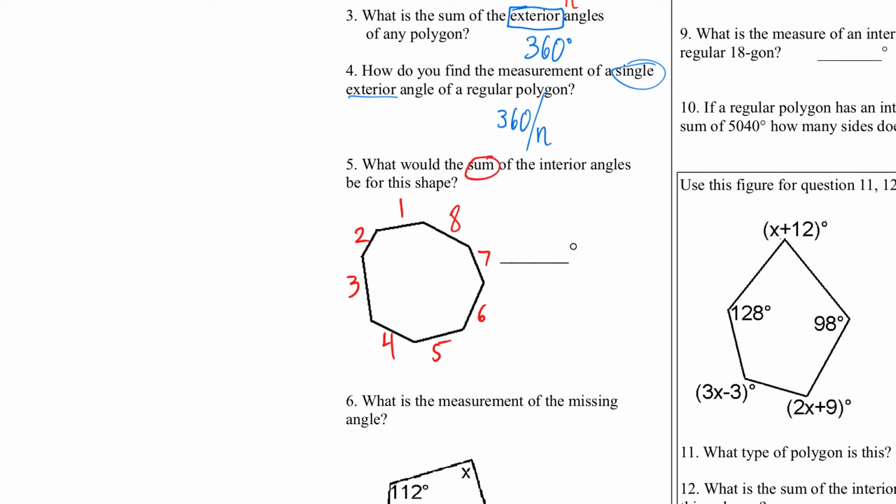So how am I going to find the total of the interior? 8 minus 2 times 180. It's like the formula from number 1. So type that in your calculator real quick. 8 minus 2 times 180. Okay, so 1,080 degrees.